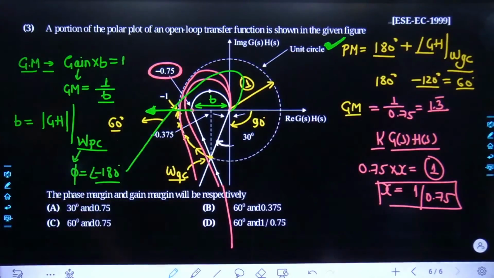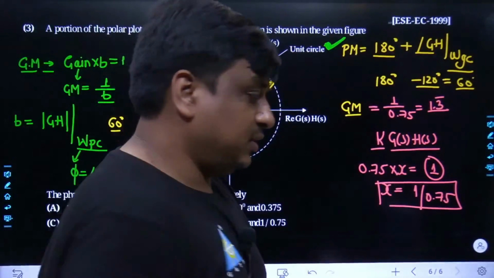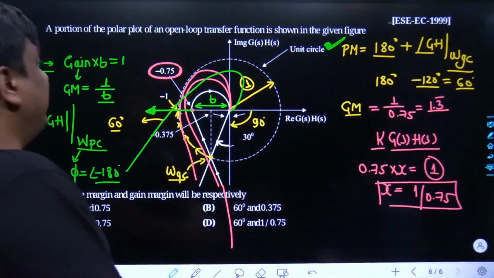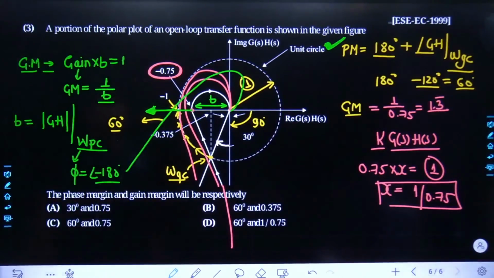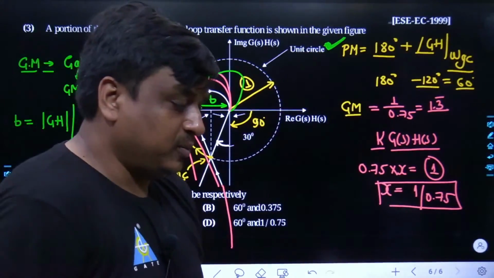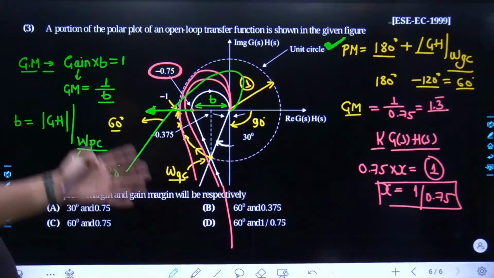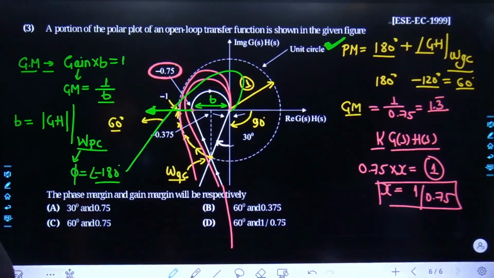Could you really understand what exactly I wanted to communicate through this? The concept behind the phase margin and gain margin, and the formulas from where they have been deduced, must be clear to all of us. I would like to have input from each one of you. Is it clear to all of us?